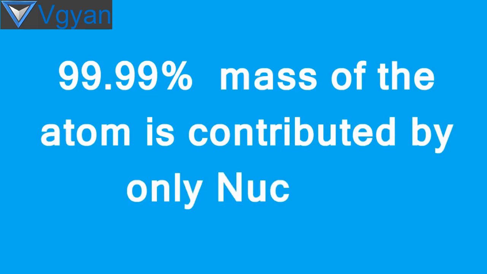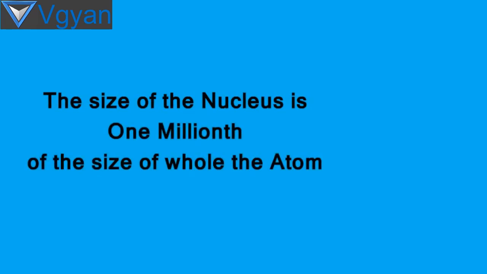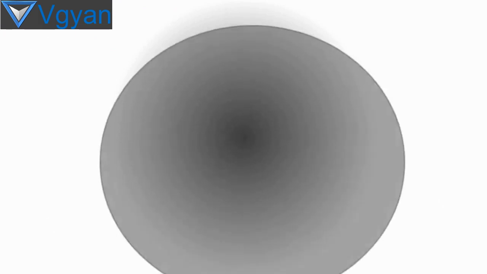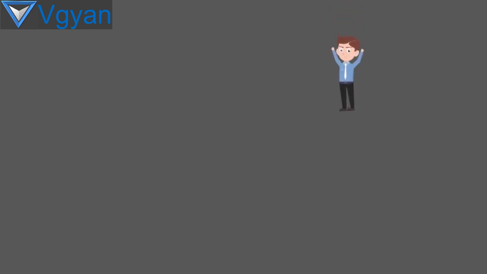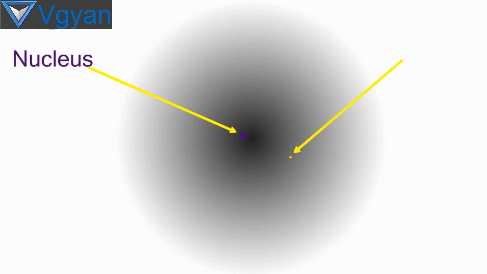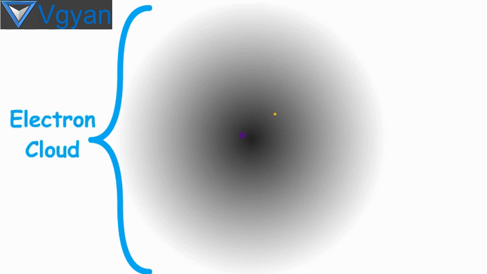99.99% of the mass of an atom is contributed by only the nucleus. But the weird thing is that the size of the nucleus is 1/1,000,000th of the size of the whole atom, and this is how an atom looks like. More than 99% of the region of an atom is just empty space. That tiny sphere in the center is the nucleus, and the tiniest dot which is revolving around it is the electron. The empty space around the nucleus in which the electron moves or revolves is called the electron cloud.